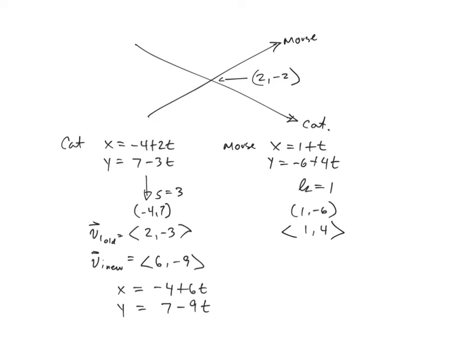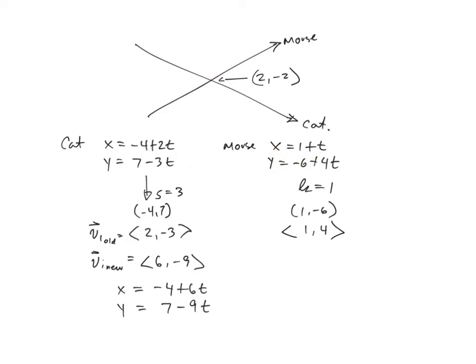Okay, is there something else we can do to the cat other than change its speed? If we go back to the original equations for the cat and the original equations for the mouse, what else can we do to change the fact that the cat is not going to reach the mouse with these original equations?